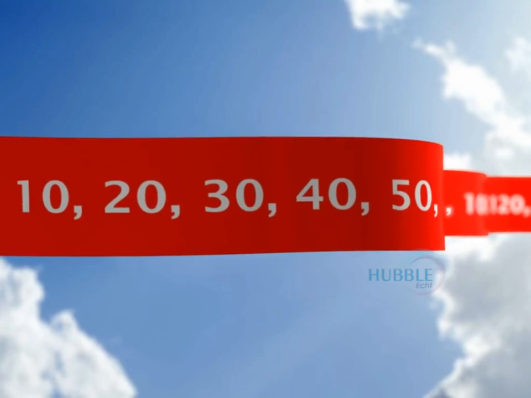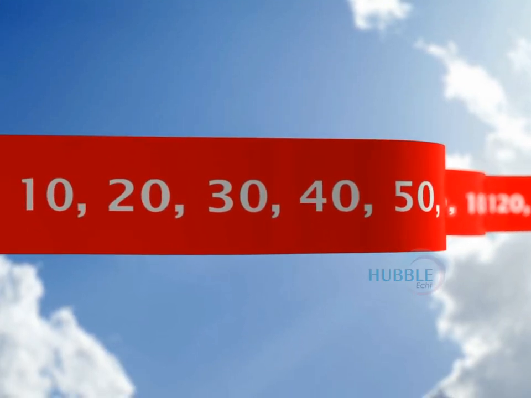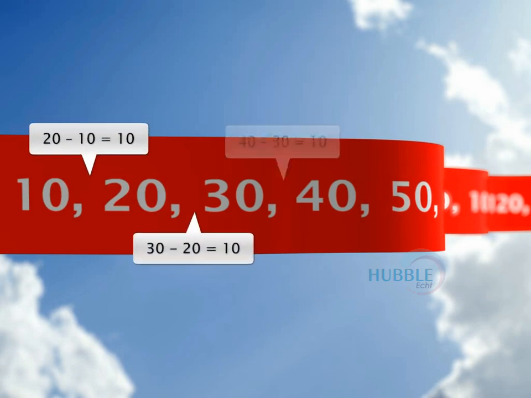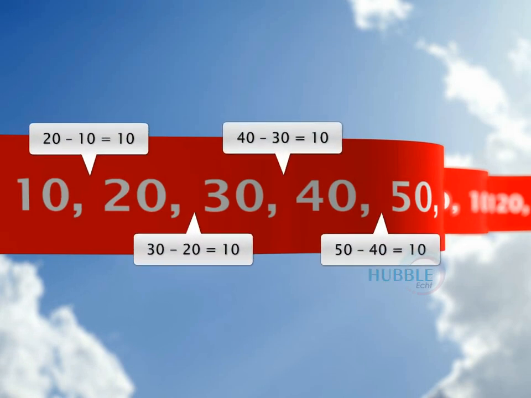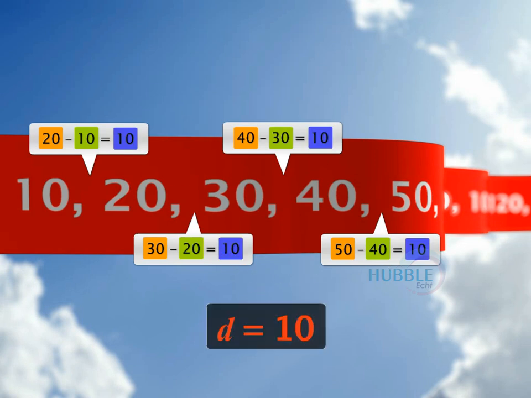An arithmetic progression is a sequence of numbers such that the difference between the consecutive terms is constant. Recall that the difference found by subtracting a term in a sequence from its immediate succeeding term is called common difference and is denoted by the letter D.